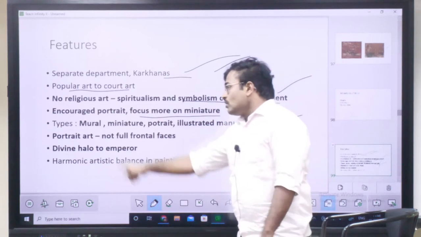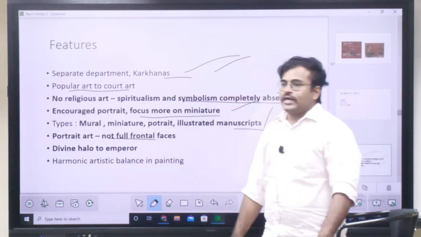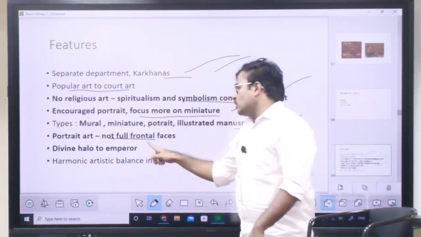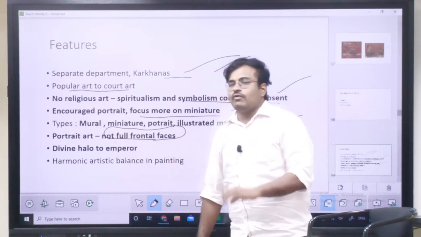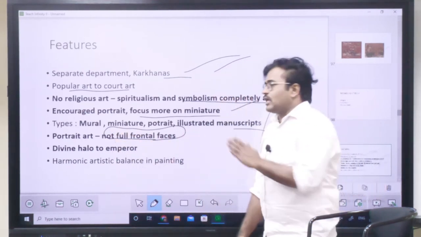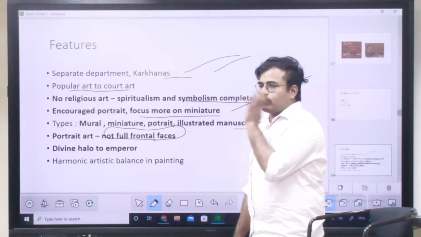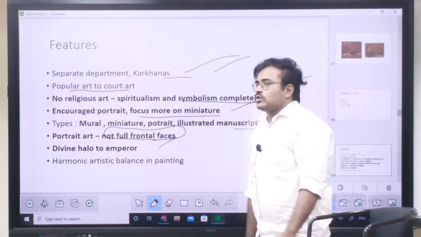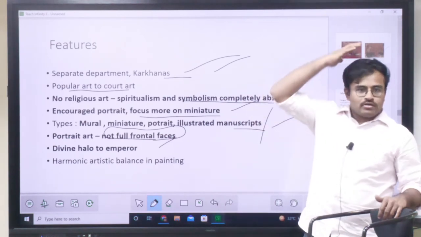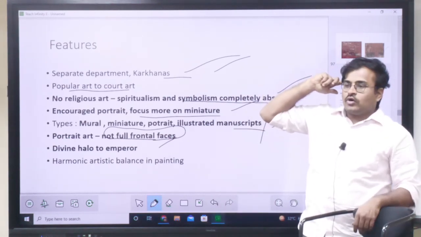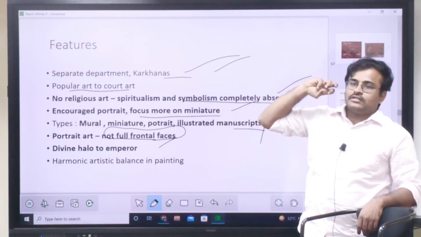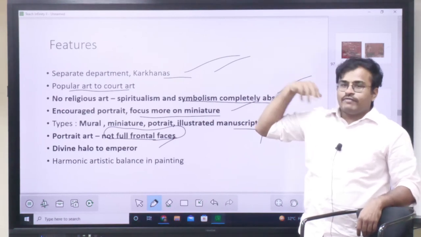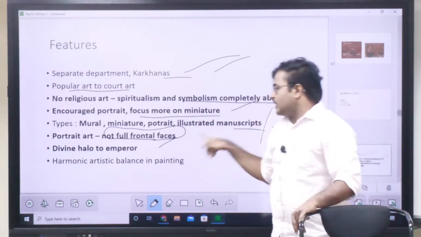Then they also used to do this portrait art. But in portrait art also, they were never able to replicate full frontal faces. Usually the images are shown in half face or quarter profile. Are you getting what I'm trying to say? Usually they also gave this divine halo to the emperor. I told you, halo is used to reflect the charm of a person, the glow of a person.